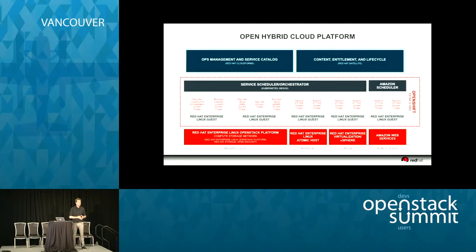enabling you to abstract yourself from the APIs and the tools and processes of a public cloud provider, or even a private cloud provider, or a virtualization provider, and be able to have a consistent flow across the multiple providers.